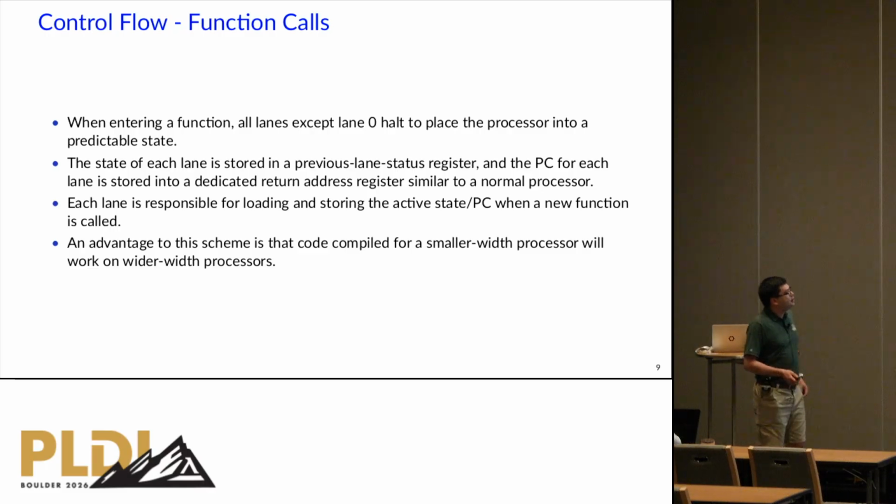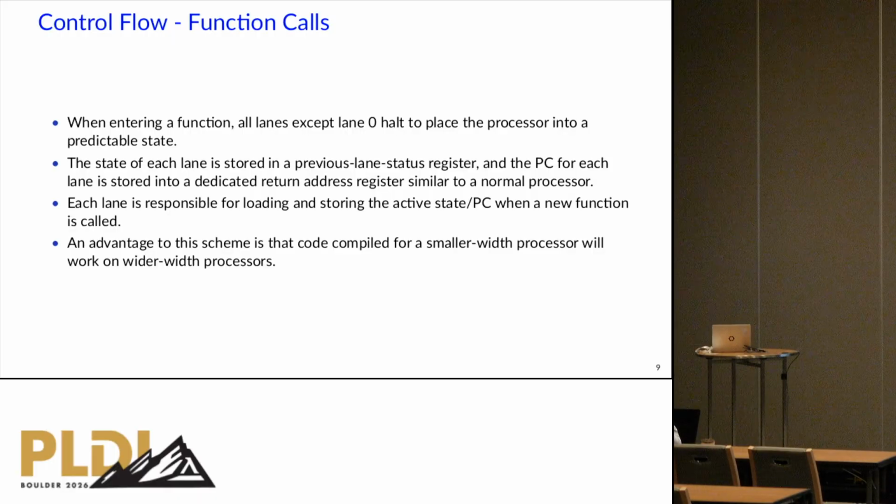When entering a function, all lanes halt, just to make sure that the processor is in a predictable state. They all lose their state except for lane 0, and lane 0 begins execution right away. So the basic idea is that lane 0 will be in charge of starting up new instruction streams to regain that parallelism that we want.